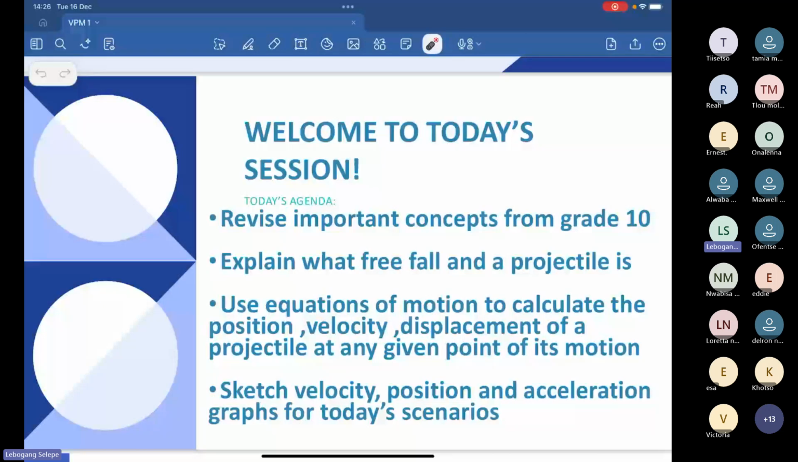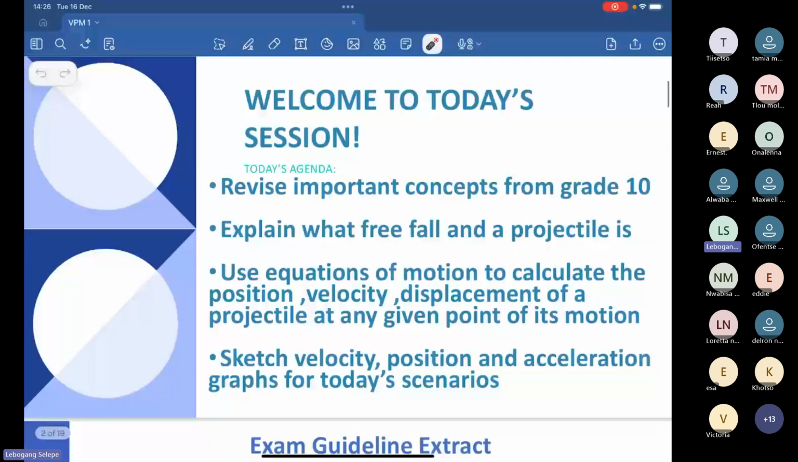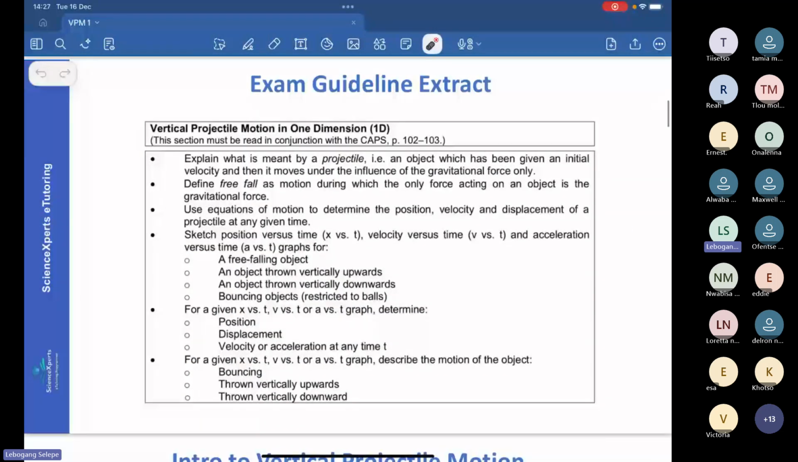The interesting graphs here are the velocity-time graph as well as the position-time graph. All right, so let's get started. I know some of you guys have already started with VPM on your own. So you will help me today.